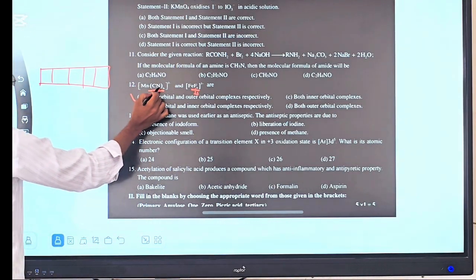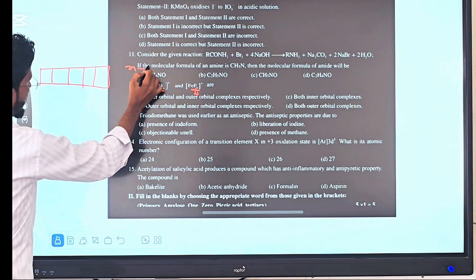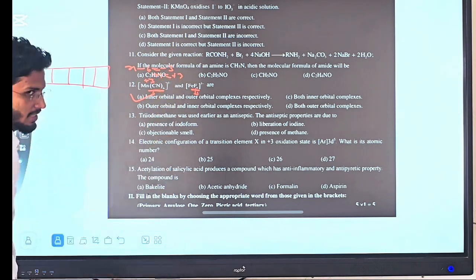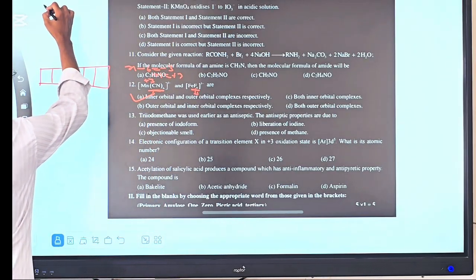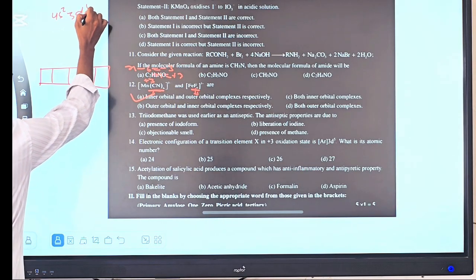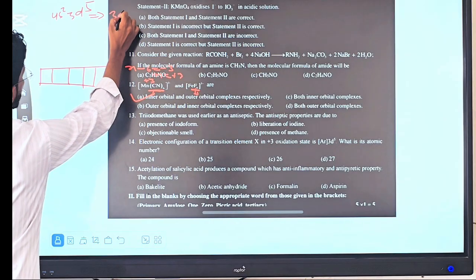Here, what is the oxidation state of manganese? +3. How can we calculate? X minus 6 is equal to minus 3, so X is equal to +3. The oxidation state of manganese is +3. What is the electronic configuration of manganese? 4s2 3d5. +3 indicates that 4 electrons we have to remove, so the answer will be 3d4.